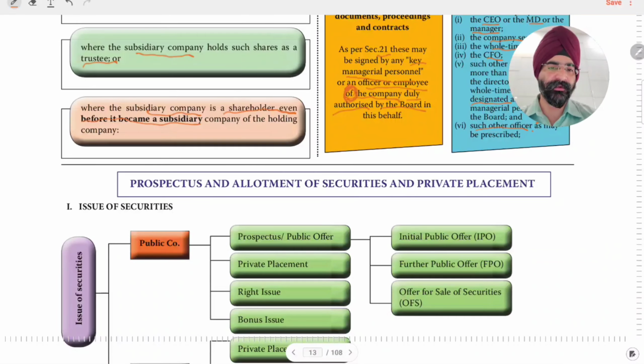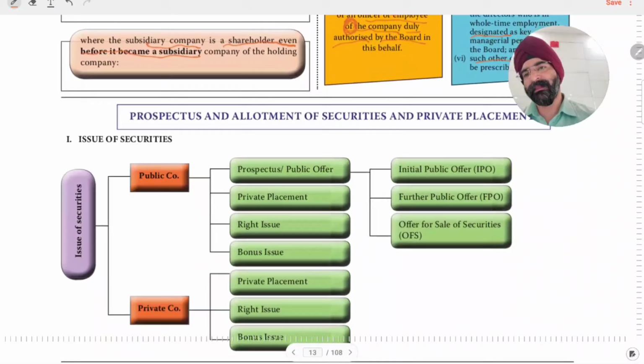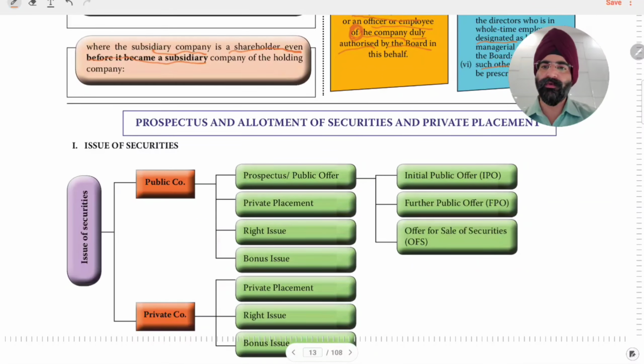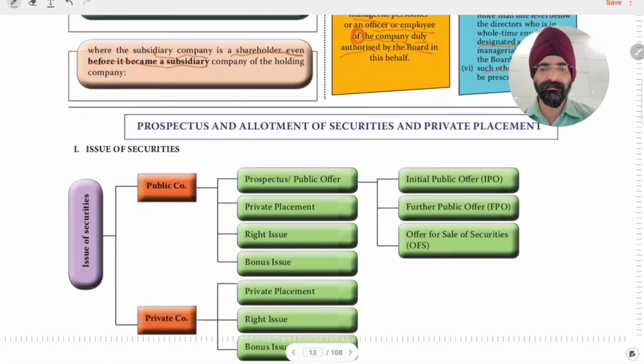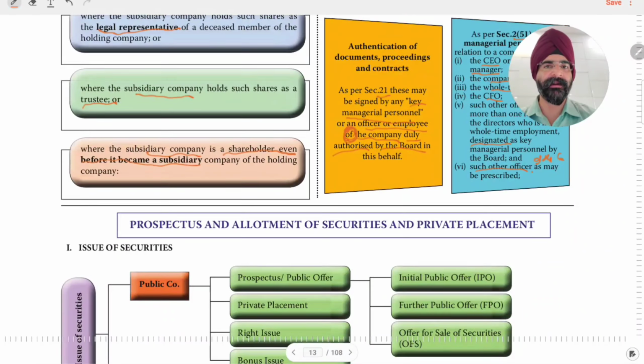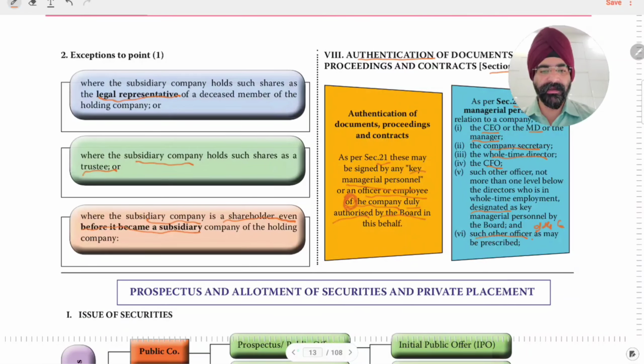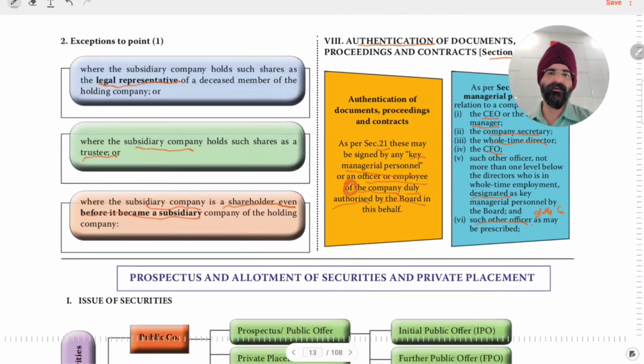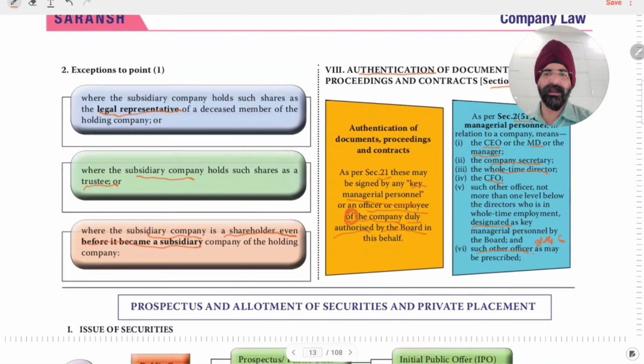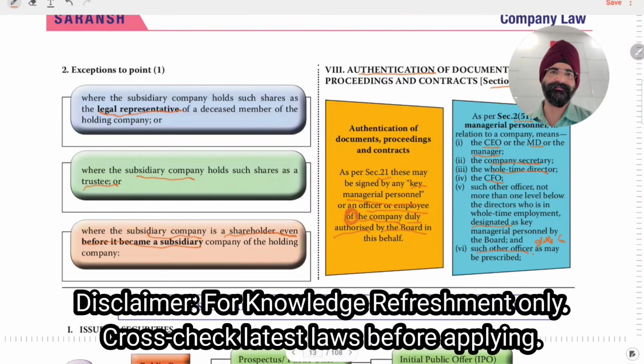Next is prospectus and allotment of securities and private placement, that is, issue of securities. I think we should cover this in our next portion. Today we covered registered office, change of registered office, authentication of the documents, and the rule that a subsidiary will not hold shares in the holding company. I hope this was valuable for you, and this is a disclaimer that this is only for revision purposes. Thank you.